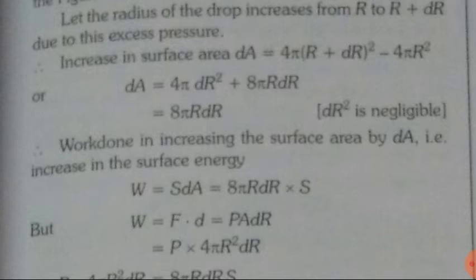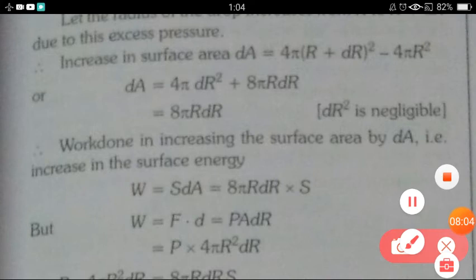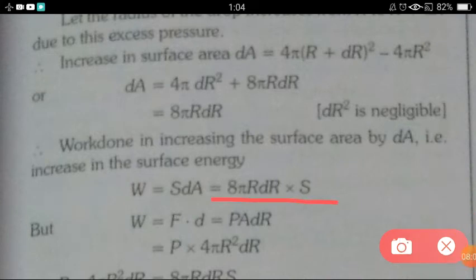Okay, the work done in increasing the surface area by dA, that is, the increase in the surface energy, is W equals S into dA. We have the value of dA as 8 pi r dr. When we put it here, we have the formula W equals 8 pi r dr into S.